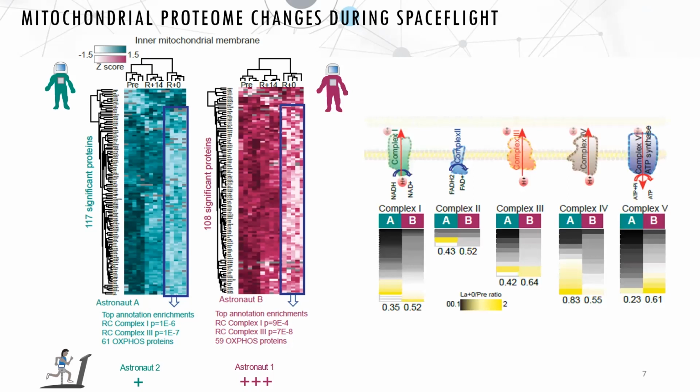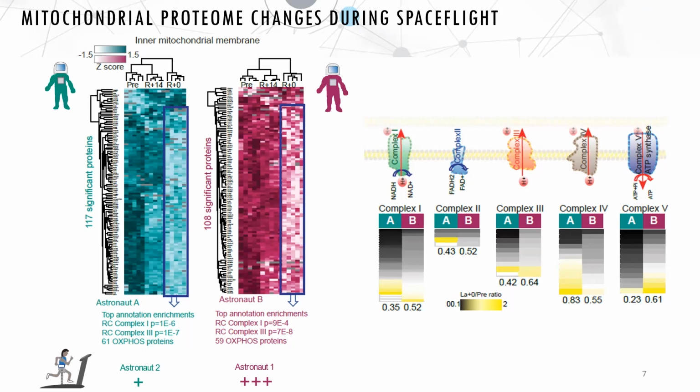If you want to see a little bit more detail, this is a schematic of the 5 complexes of the respiratory chain. This is the duration post versus pre of all the proteins that we have quantified in each complex. You can see that astronaut A may be a bit worse. Yeah, but both are a disaster. Both are losing 50% of protein intensity in the respiratory chain, which is a whole lot.